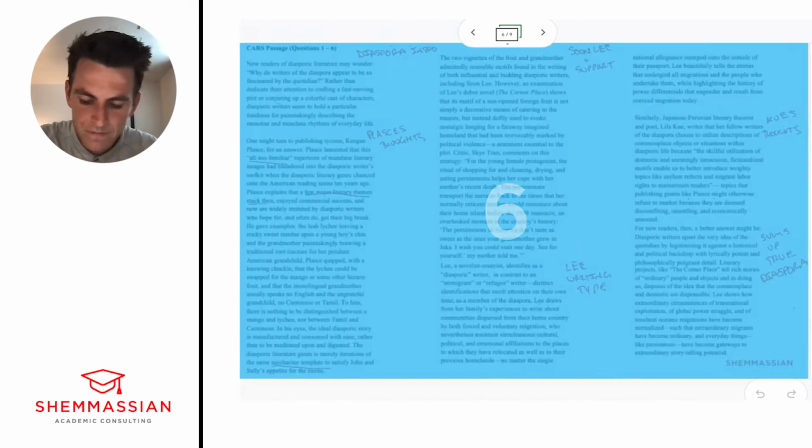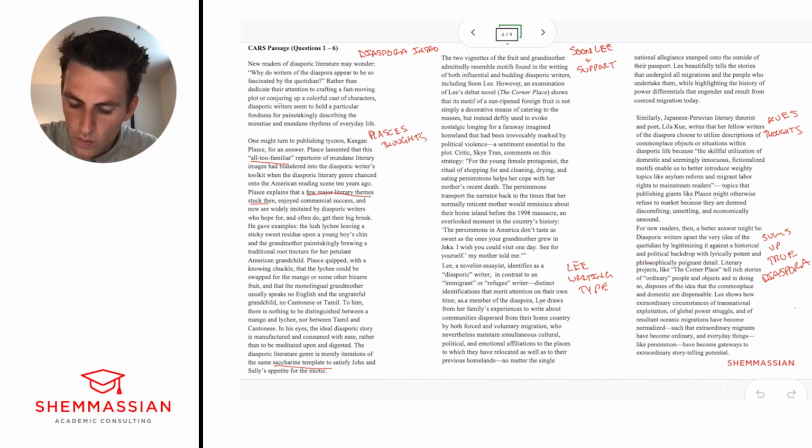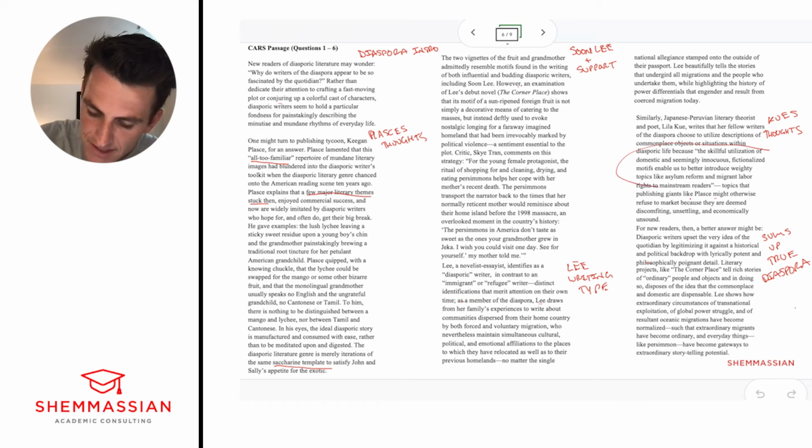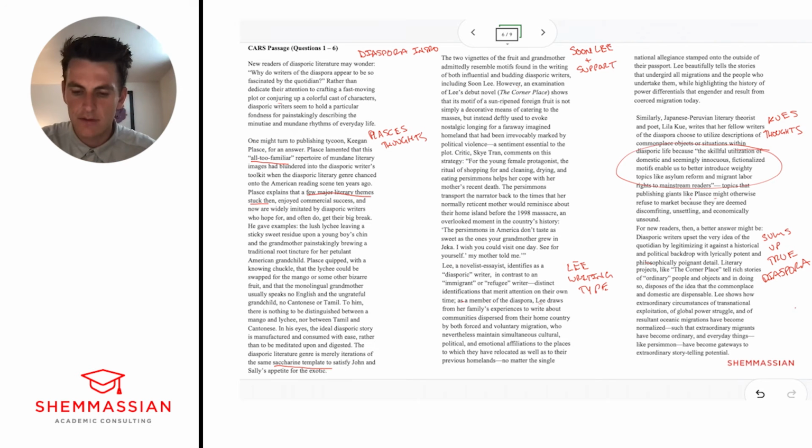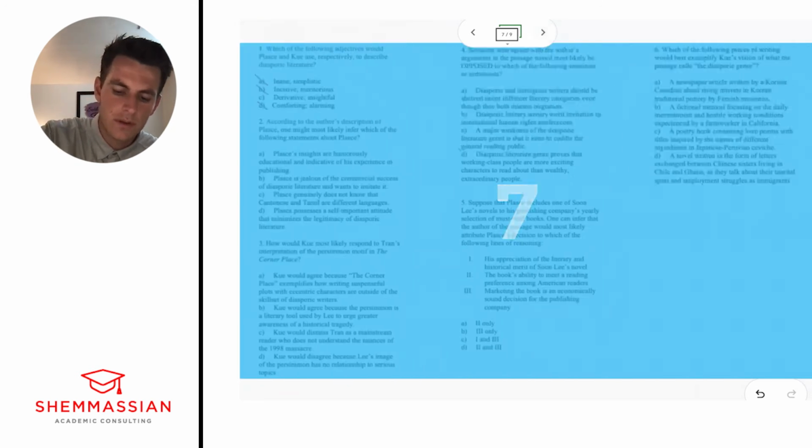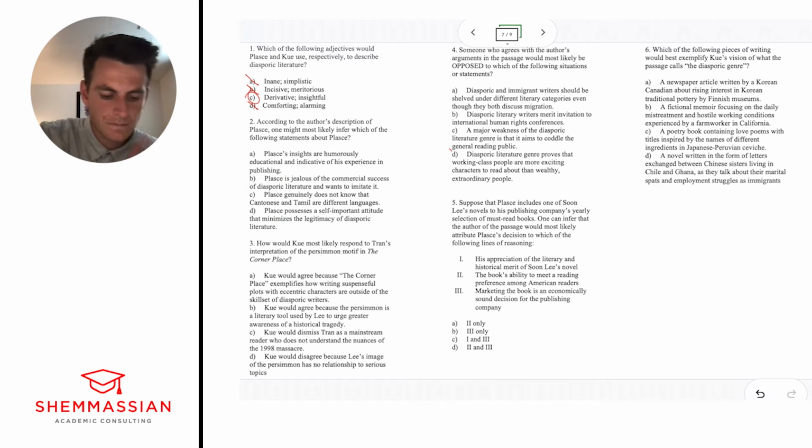Yeah, insightful. We're reading here that Quay says that skillful utilization, blah, blah, blah, fictional motifs enable us to better introduce weighty topics. Okay, so almost like there's something else. So I like what she says here in her quote, that supports the insightful idea to me. So we're going to go with C.